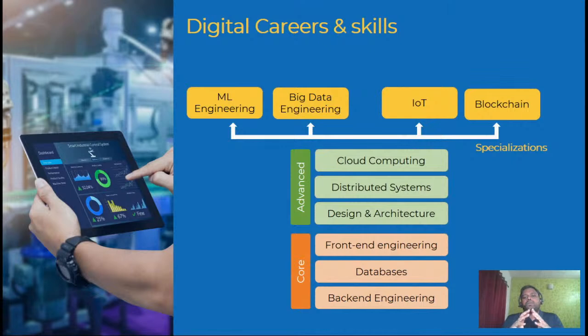So once you build these core and advanced skill sets, that's when you can look at all these specializations. And whether you want to be an ML engineer or a big data engineer or an IoT architect or a blockchain architect, these are all different paths you can explore once you build these core engineering skill sets.